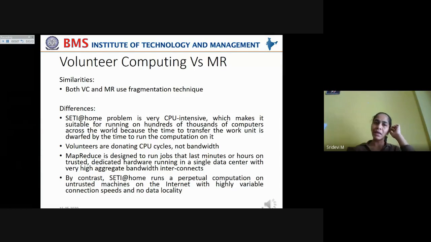So the main differences here are: volunteer computing runs on untrusted machines, whereas MapReduce tasks run on trusted and dedicated machines. And data locality is implemented by MapReduce, whereas volunteer computing doesn't use the concept of data locality. And volunteer computing wants to transfer the data to and fro, whereas MapReduce tries to minimize the data transfer between the nodes. These are all major differences between volunteer computing and MapReduce methodology.